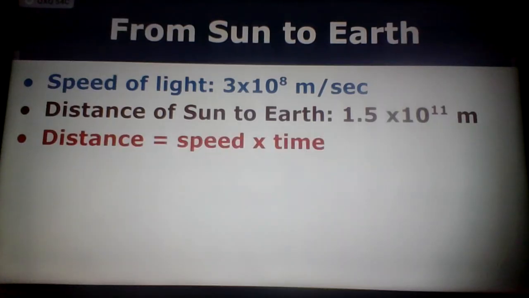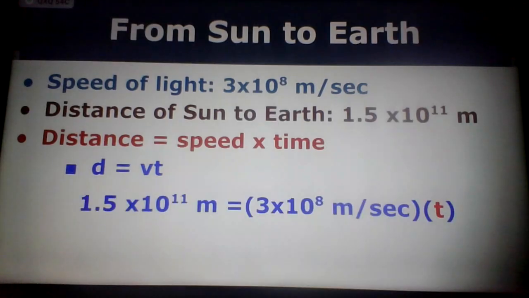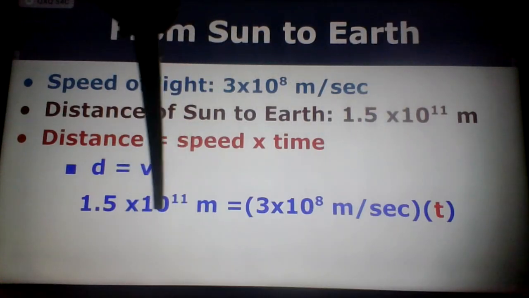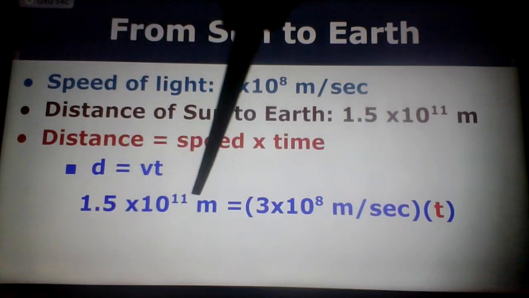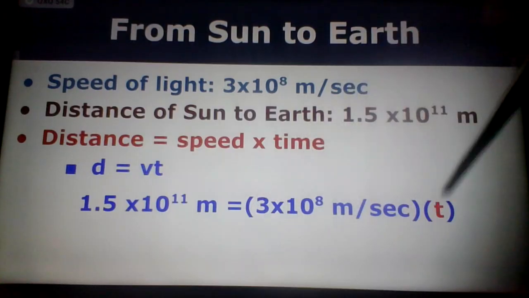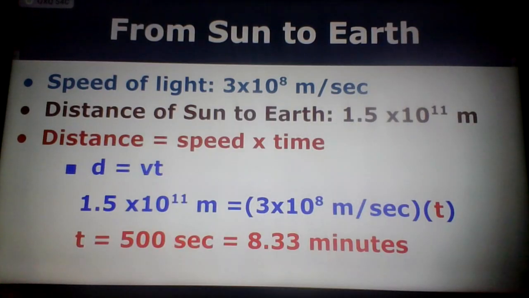Remember, distance equals speed times time. Fill in the numbers we know. There's your equation, d equals vt. Remember, velocity, because we're including the direction the light's traveling also. So here you go. With the speed of light, 3 times 10 to the 8th meters per second, and the distance from the sun to the earth, 1.5 times 10 to the 11th meters, we're going to divide to get the time that it takes for light to get from the sun to the earth. That would be 500 seconds. Divide by 60, you have approximately 8 1/3 minutes. 8.3 with a bar if you really want to get technical. 8.33 rounded to the hundredths place.